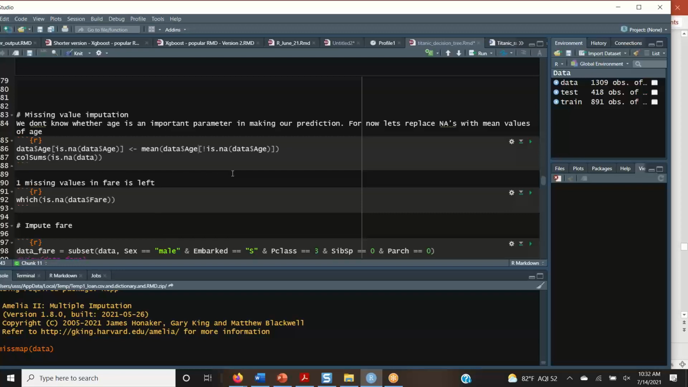Now for age, we can probably take an average age from all the data and post it. That's a very common thing people do. It's not the best thing to do, but let's just do it. So I take the mean whenever data is available, the mean of the age from the data frame, which includes both the training and testing, and post it wherever the age is missing. That's what this means. Do you understand what I'm saying?